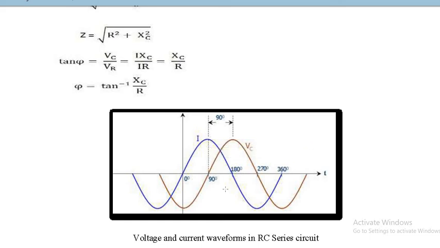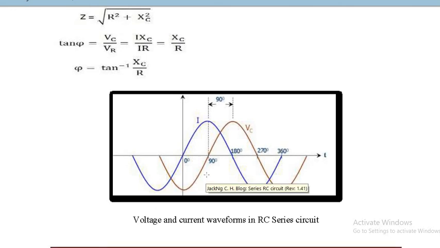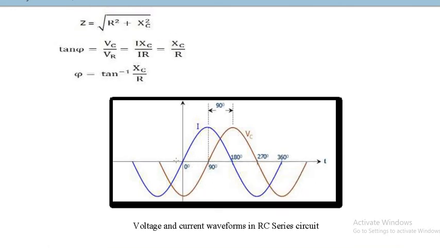You can see over here that current and voltage have a phase difference of 90 degrees. And just because current has started before the voltage starts, the expression for current will be i equal to Im sin(omega t plus phi).